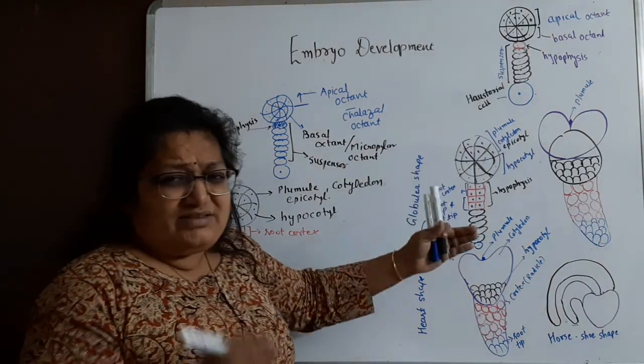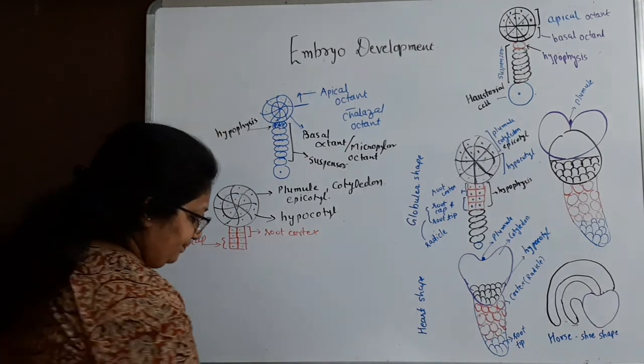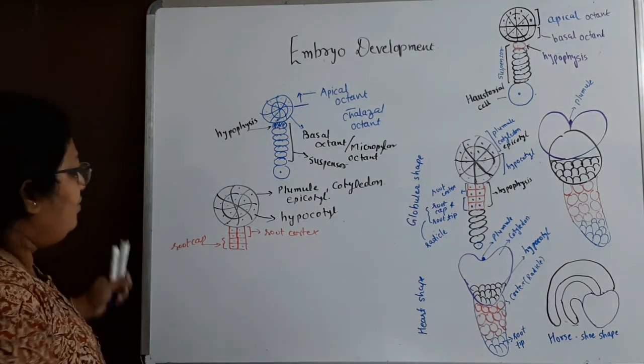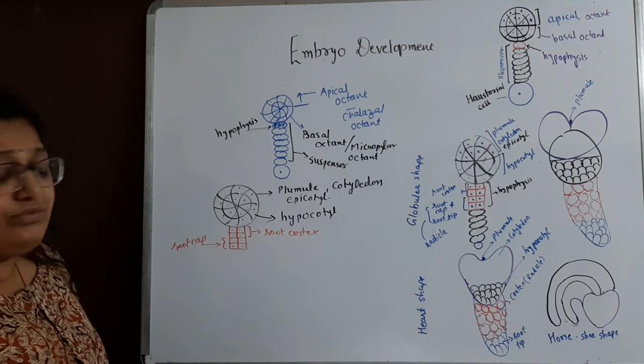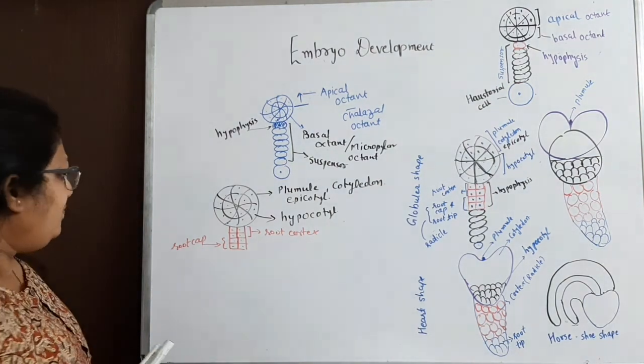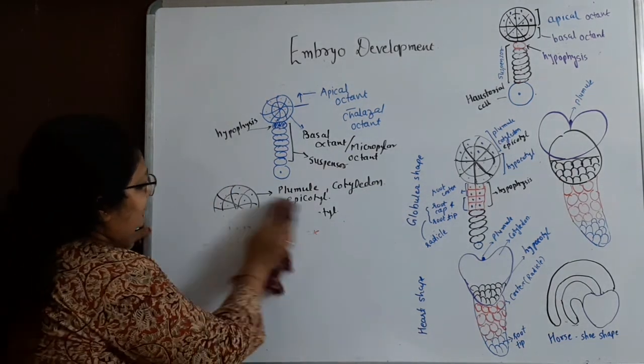And the remaining suspensor cells will slowly be destroyed. Now, actually, how is that cotyledon developed? So this is also drawn here.